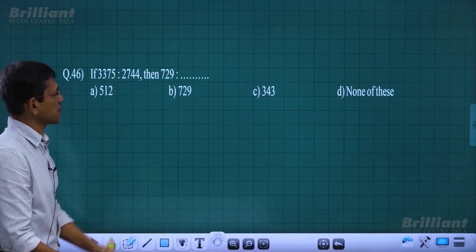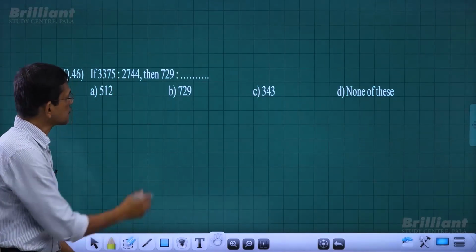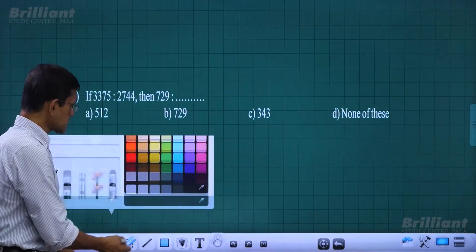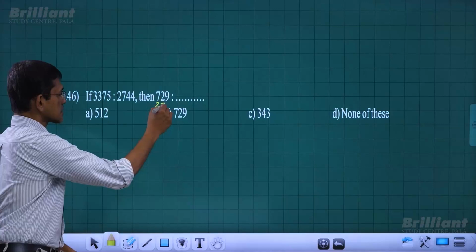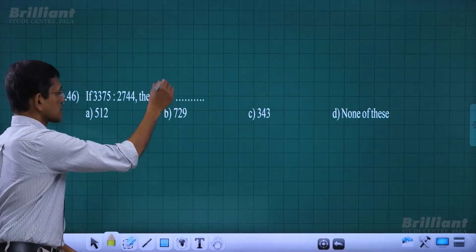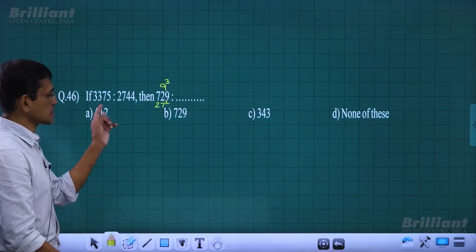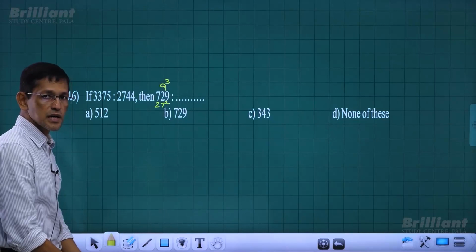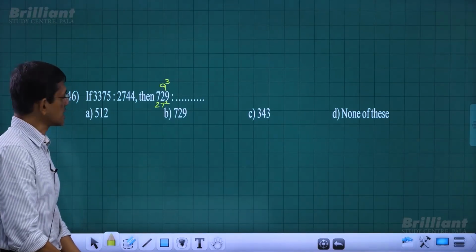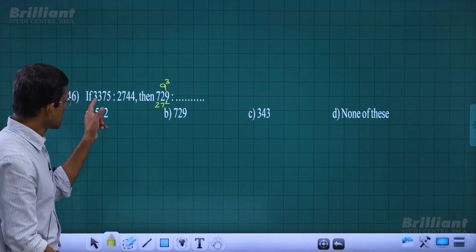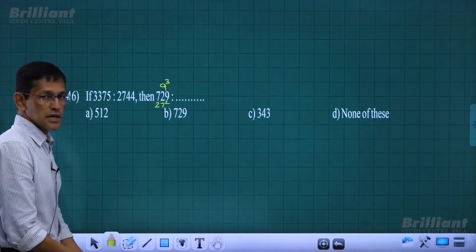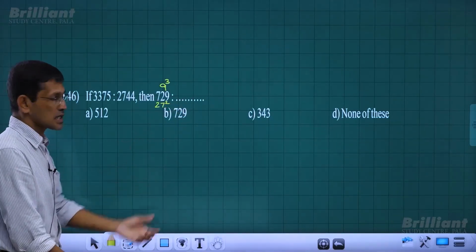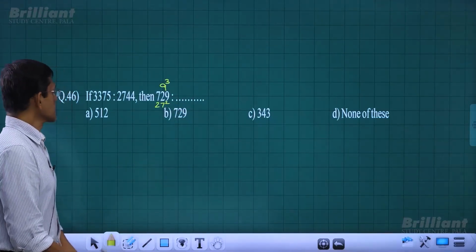3375 is to 2744. Then 729 is what? So what is the connection there? 729, we know that it is 27 square. At the same time, it is 9 cube as well. Now look at this side. Is it a square of any number or a cube of any number? If you know that number, then it is easy for you to get the answer. Or you may take the difference between 3375 and 2744, and if you apply the same difference over here, you may get an answer as well.